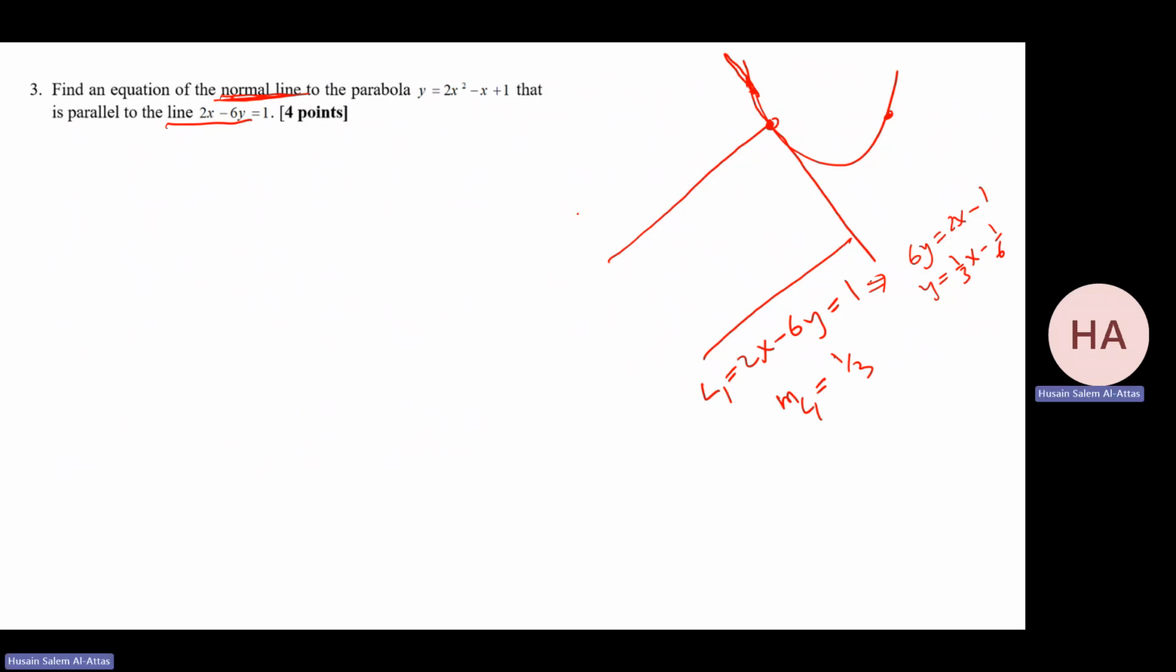So what is the slope of the normal? It will be the same 1 over 3 because the normal line is parallel to this line, so they have the same slope. What will be the slope of the tangent line? This is the most important. The slope of the tangent will be minus 3.